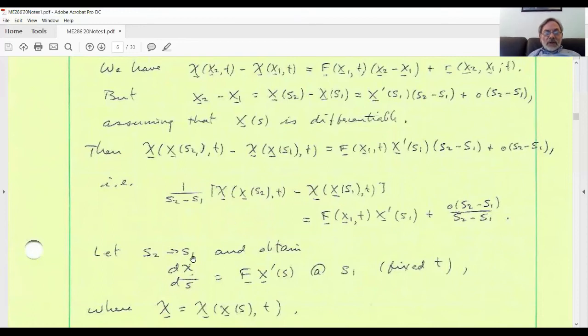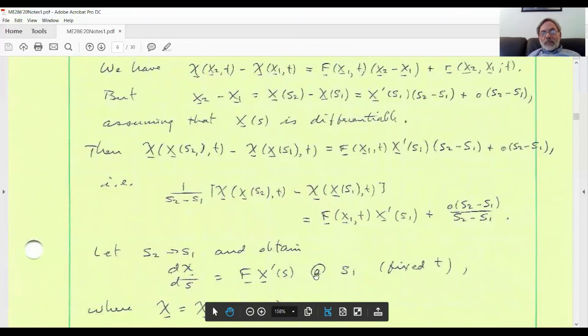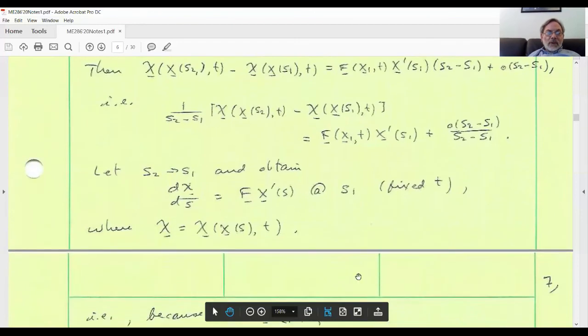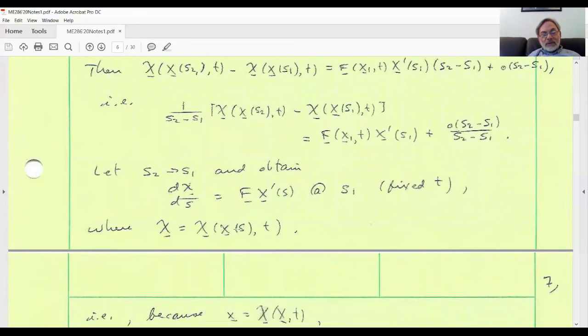On the left, we simply get the derivative of chi with respect to S evaluated at S1. On the right, we get F evaluated at X1 times X prime evaluated at S1. Again, time is fixed. So here, the understanding in computing this derivative is that chi has been written as a function of capital S by inserting the parametric representation of the initial curve into the deformation function.